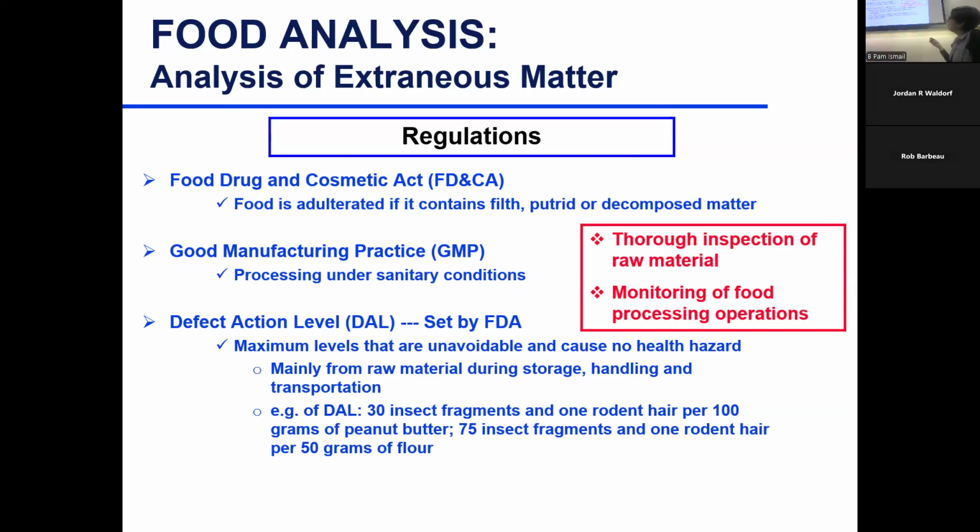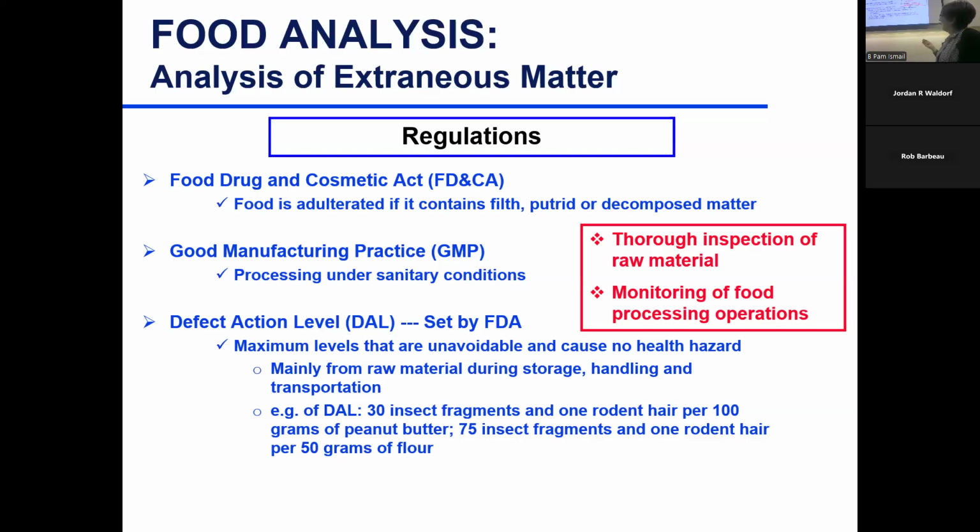But we do as much as we can to limit the filth in our food through good manufacturing practices, sanitary conditions, and thorough inspection of raw material. When you bring in your flour, wheat, or whatever into your facility, you want to make sure it is within the accepted defect action level.